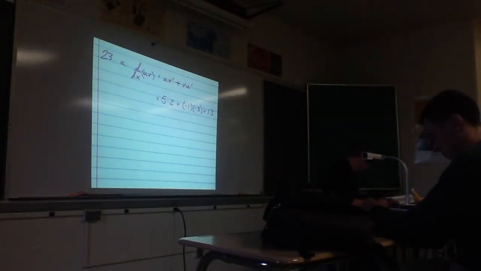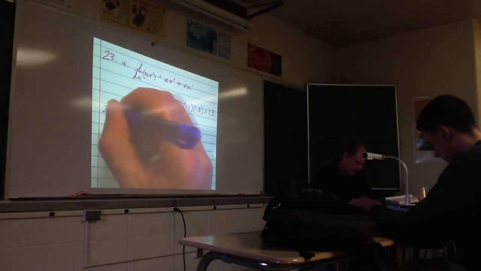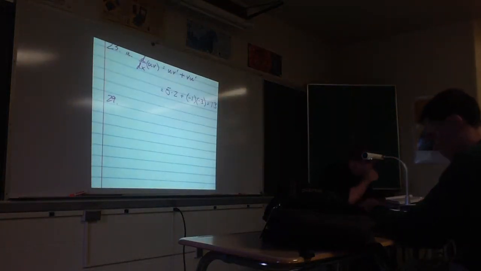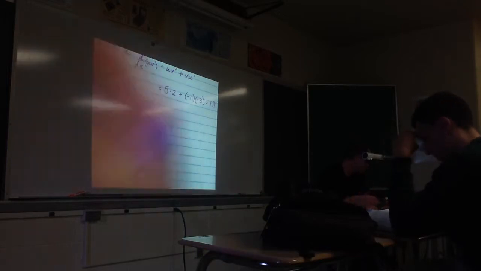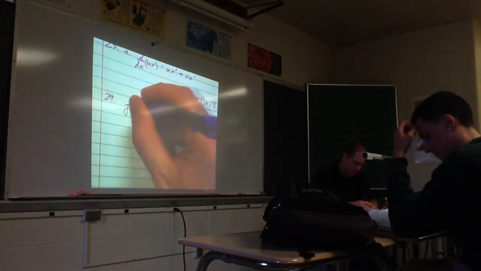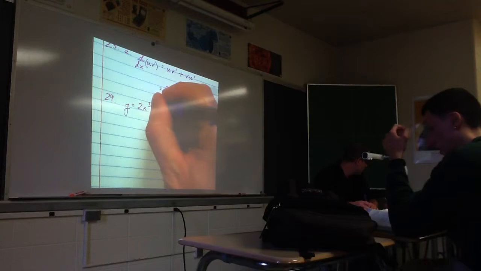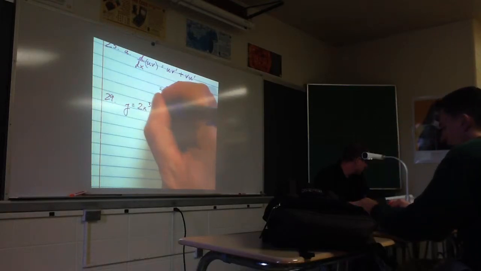Alright, 23, 26, and then I'll talk about 29. Ooh, 29, that seems kind of spicy. I really don't understand how to play 29. So it says, find the points on the curve, gives you a function, where the tangent is parallel to the x-axis. So alright, we got y equals a bunch of stuff.